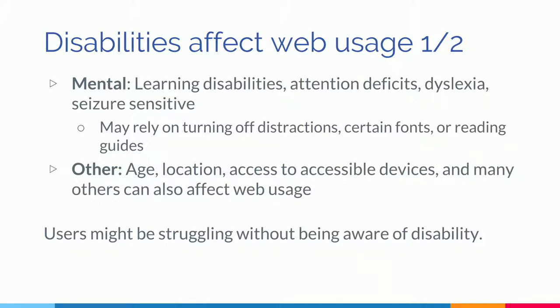So some of these users might use tools that turn off distractions, that disable movement, that may adjust the color so that they're able to actually take in the information you're presenting. And then there's other things that a lot of people don't think of, such as age. Users of different age groups work with the web differently, depending on if they grew up with it, if it was new when they were older, or if it's something they're adapting to right now. It also could be they may not have access to the accessible devices that make it easier for them to take in that information, or they may not be aware of their disability at all.